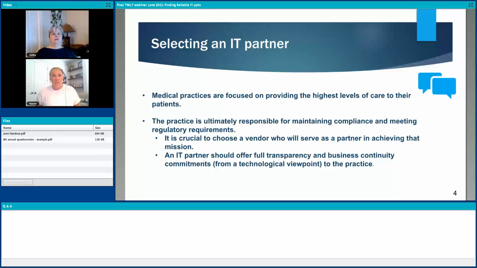Also, it's not unreasonable to ask if they have experience with medical practices and HIPAA specifically as an IT partner, because we all know that HIPAA is different and medical practices function differently than other industries. So that's something that you can definitely ask. And also, Cathy and I were talking about this earlier. If you ever feel uncomfortable or you feel like your needs aren't being met, or you don't have confidence, or there's some doubt or poor communication with your IT provider, you can always change and vet another provider.